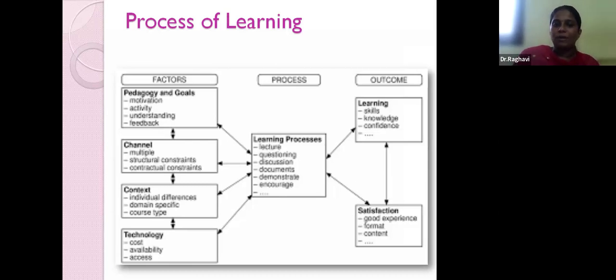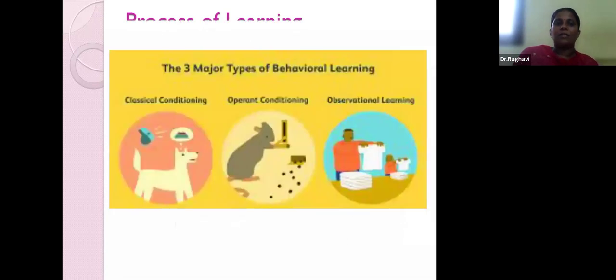I'm not going to spend much time on this, but I'm going to quickly move on. Have you heard about this? The three major types of behavioral learning.